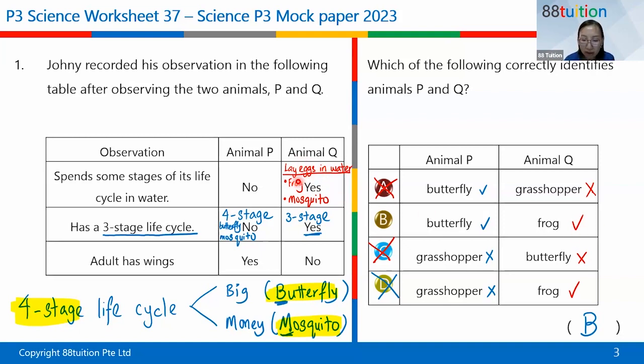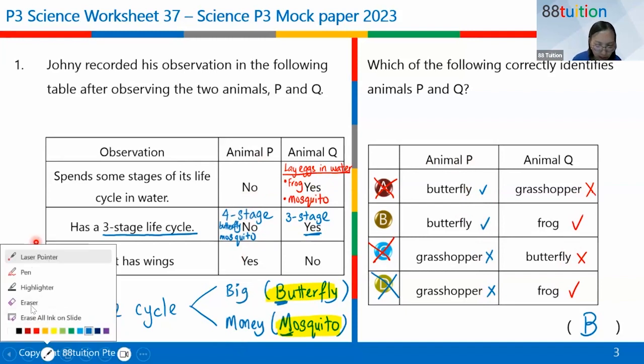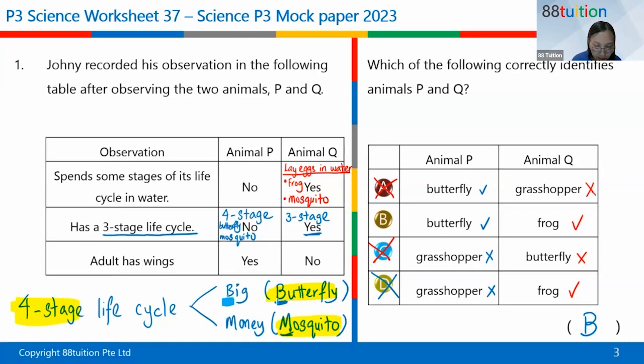Okay, so red words with the red tick. So the blue words will tell me tick, tick, cross, cross. Because I know animal P has 4 stage life cycle. 4 stage life cycle, remember big money, B and B, M and M. All right, any questions so far? Okay, so big money. Right, let's move on.